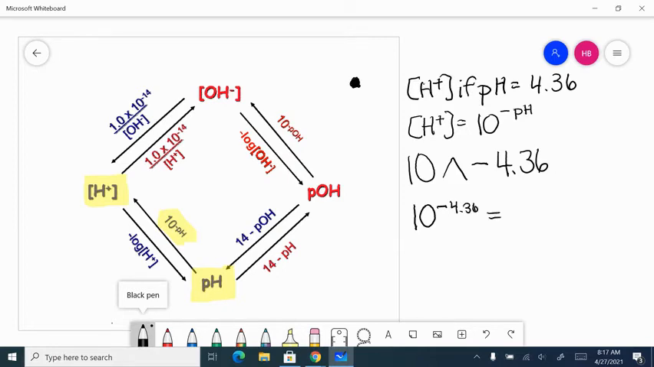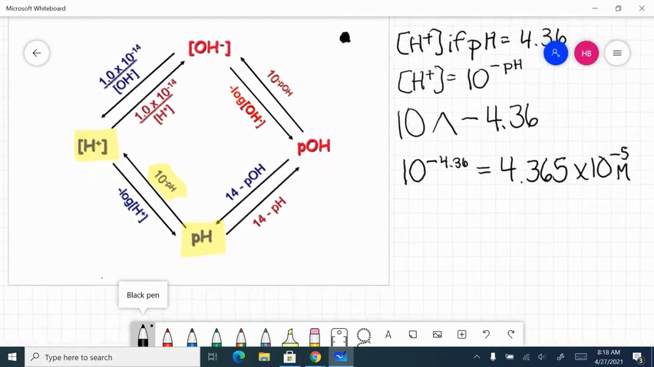Like such. And it'll give you an answer when you press enter of 4.365 times 10 to the minus 5 molar. And rounding to sig figs for pHs is pretty complicated, so we're not even going to go into that until you take AP Chem or College Chem. So let's do another problem like that, because that one was a little bit tricky.